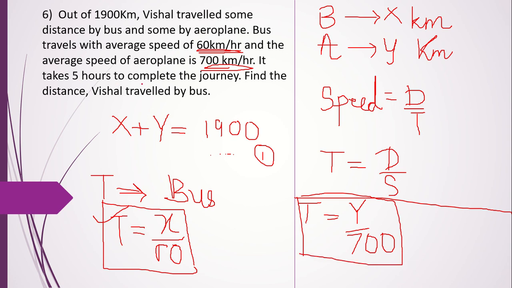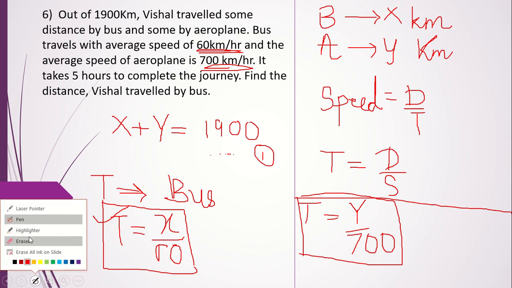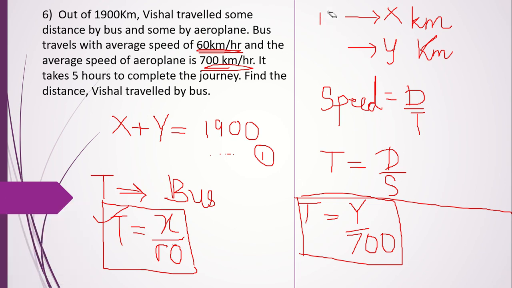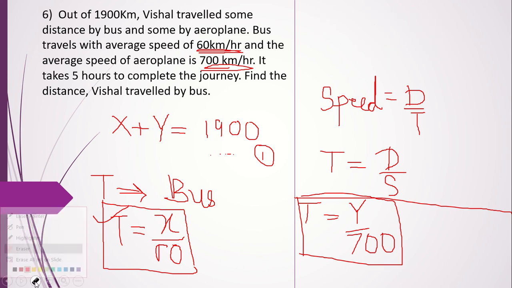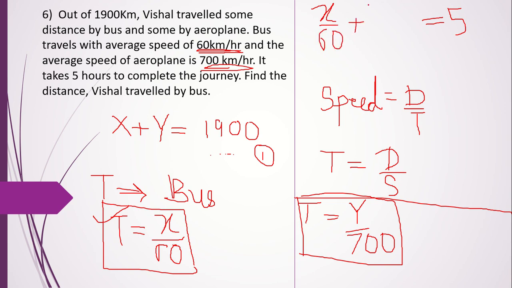He covered the total journey of 1900 kilometers, and he took 5 hours to complete that. Now look, this 5 hours includes the time. Total time was 5 hours, right? Now this 5 hours will include the time taken by bus and the time taken by aeroplane.